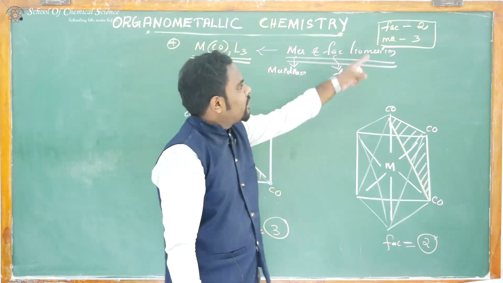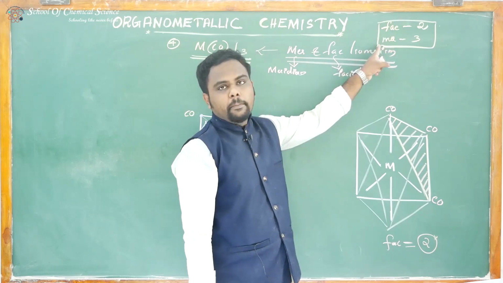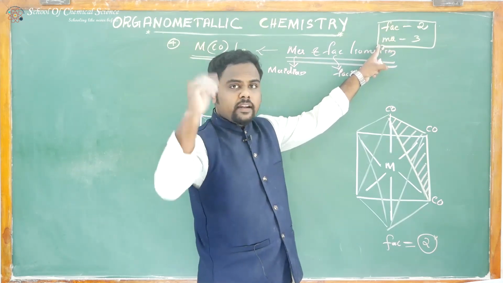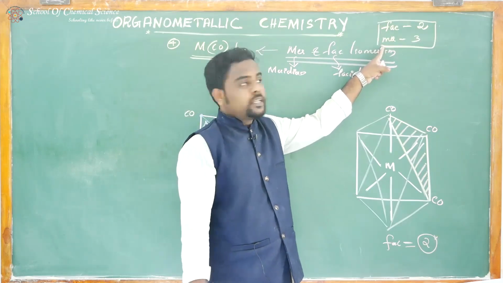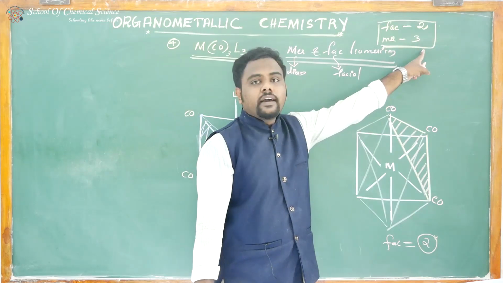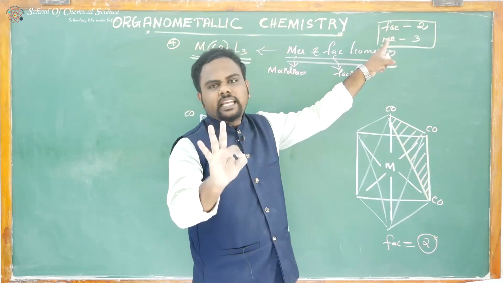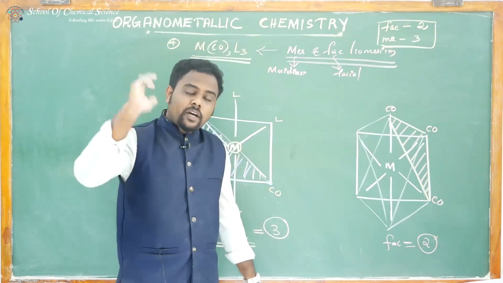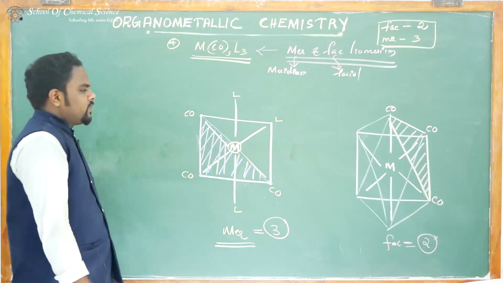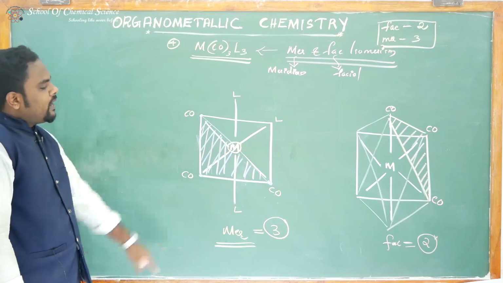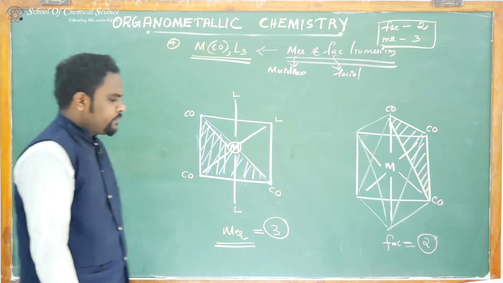For that, in alphabetical order, F comes first, then only M. M is a higher alphabet. This is F, this is M. A, B, C, D, F. M is a higher alphabet, and for a higher alphabet, a higher value. So for fac, only 2. For mer, 3. M is a higher alphabet, so higher number, 3. Fac, F, 2. Okay, you can remember that. So that is the IR bands for mer and fac isomers exhibited by MCO thrice L3.